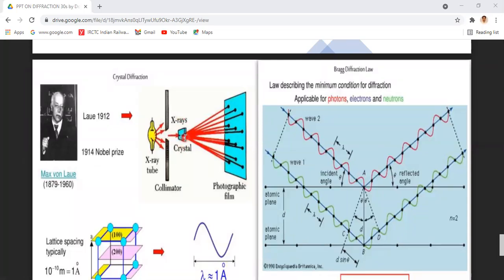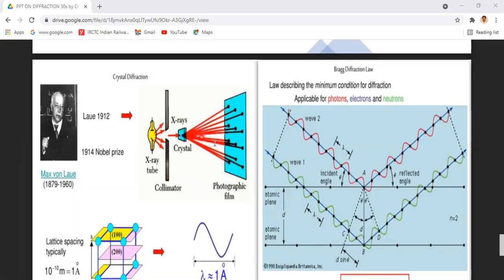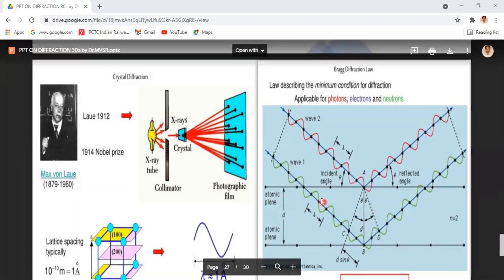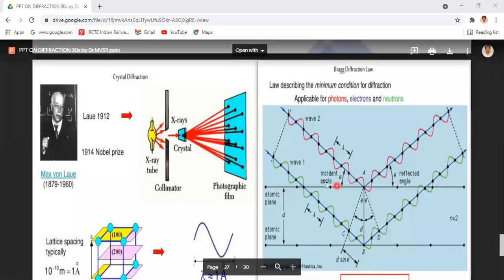So why are we using crystals? Because, coming to this picture, this crystal consists of atomic planes. This is the upper atomic plane. This is the lower plane. In crystalline solids, the atoms are very closely bound to each other, and they have a particular geometrical shape and size. That means all the atomic planes are arranged in a particular direction.